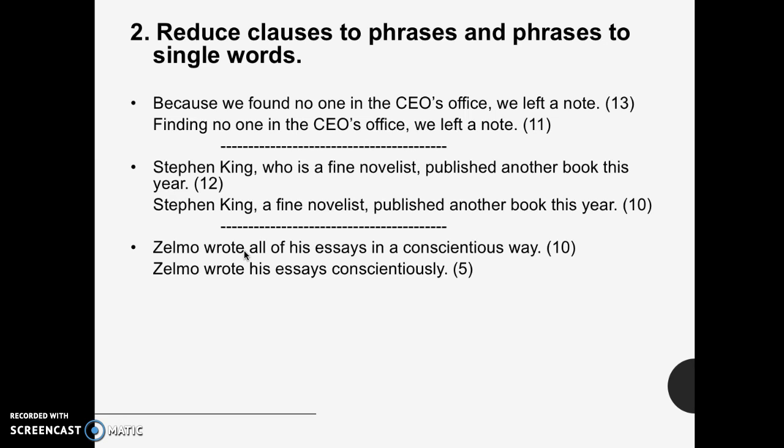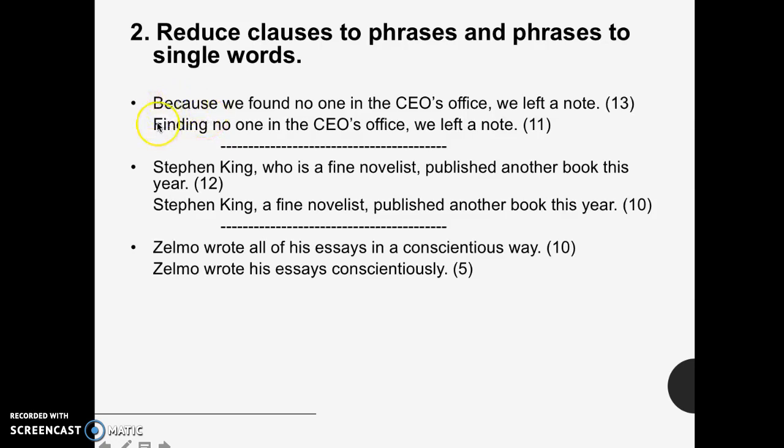Number 2, reduce clauses to phrases and phrases to single words. And so you're just making things shorter. And if you look at your paragraphs and your sentences, there are probably lots of ways where you can reword things in order to make them shorter. So because we found no one in the CEO's office, we left a note. And what we did here was we just got rid of the because. So finding no one in the CEO's office, we left a note. Doesn't change the meaning, but it does reduce a couple of words.